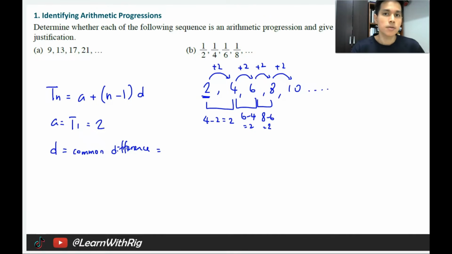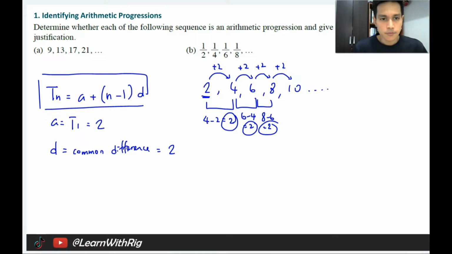If you don't have a common difference, then it is not an arithmetic progression. So in this case, what is the common difference? Common difference is 2, because that's what we just solved, right? All you minus, you get 2. So that is common difference. So this is the first formula that you have to know.